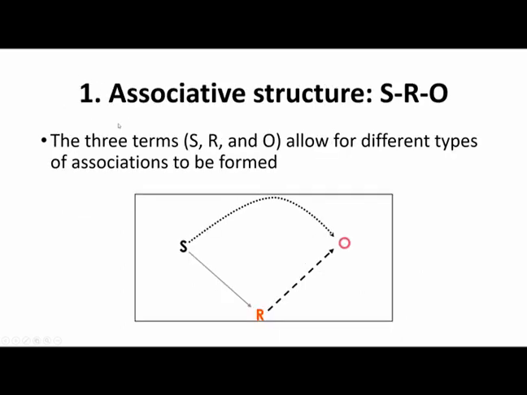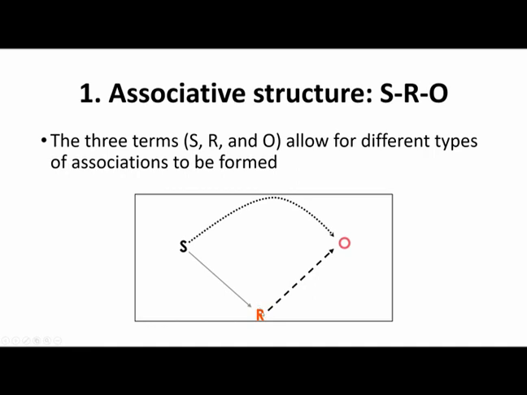All right, so let's actually get into this idea of the associative structure of instrumental conditioning. Let's talk about approach number 1. So the core idea of this approach is that the three terms from our three-term contingency allow for different kinds of associations to be formed. So from these three different corners here, we can form three different associations.